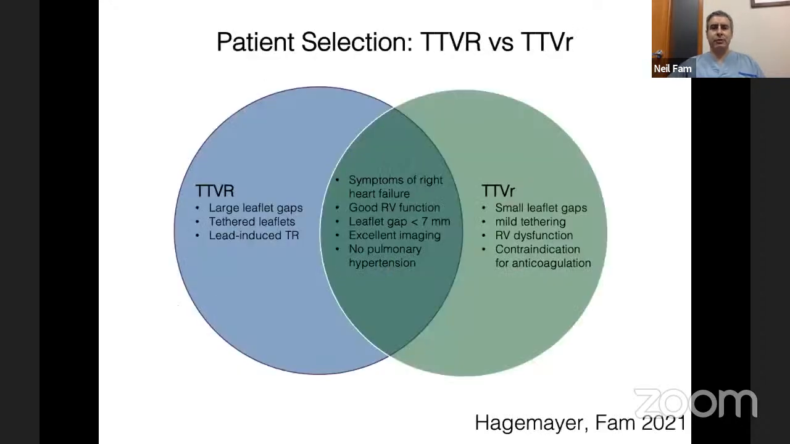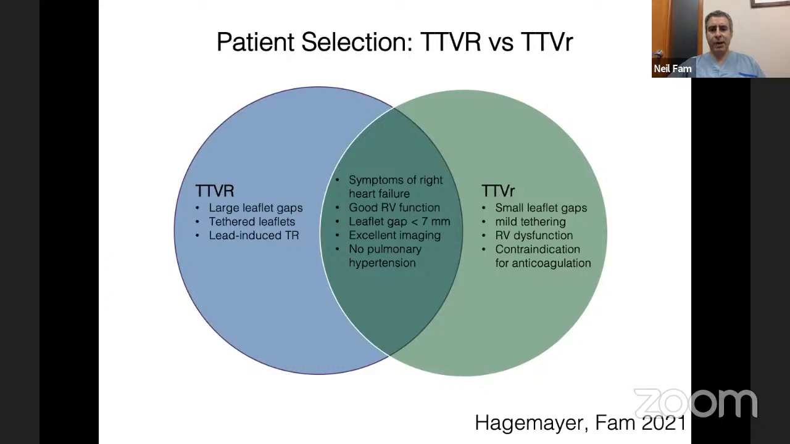So with respect to patient selection, repair versus replacement, I really view this as overlapping Venn diagrams. The population in the center is probably the majority of the patients with TR who have symptoms of right heart failure, preserved RV function. They have a coaptation gap less than 7 millimeters. They have excellent imaging of no pulmonary hypertension. It's an open question. Should we repair or replace this valve?